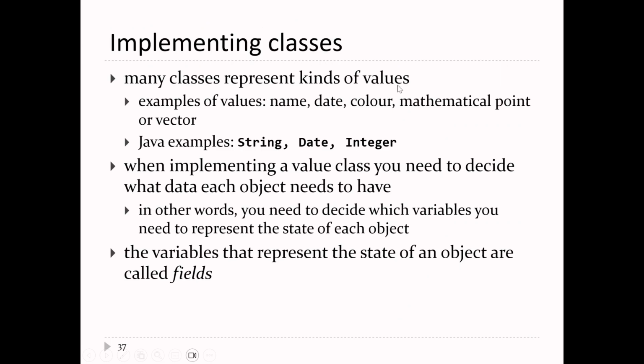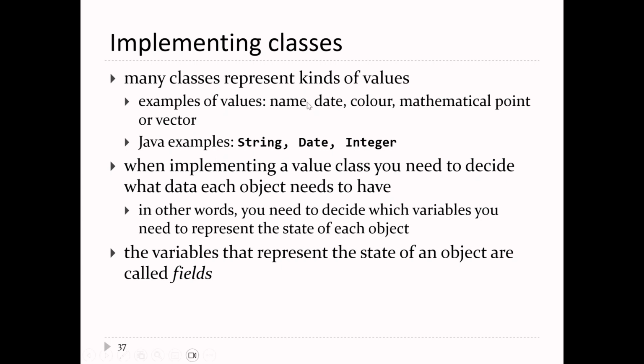Okay, so to implement a class, we're going to mostly implement these things called value classes. Many classes, not all, but many classes represent different kinds of values. So for example, a name or a date, colors, points, vectors, matrices, strings, dates, integers, lists, things like that. Whenever you implement a class, not necessarily just a value class, you have to decide what values you want your objects to store.